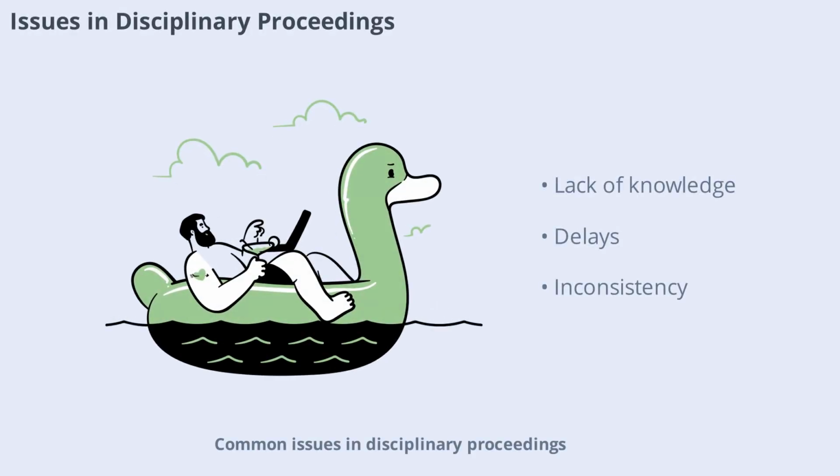Common issues in disciplinary proceedings include lack of knowledge about procedures, delays in action, lack of fair play, withholding of appeals, and inconsistency in penalties. Addressing these challenges is essential for maintaining integrity and trust in public administration.